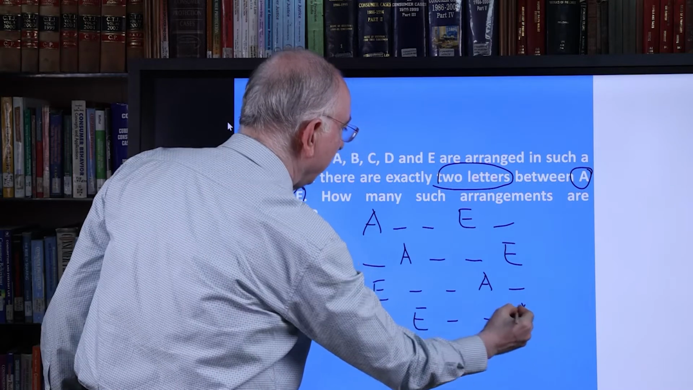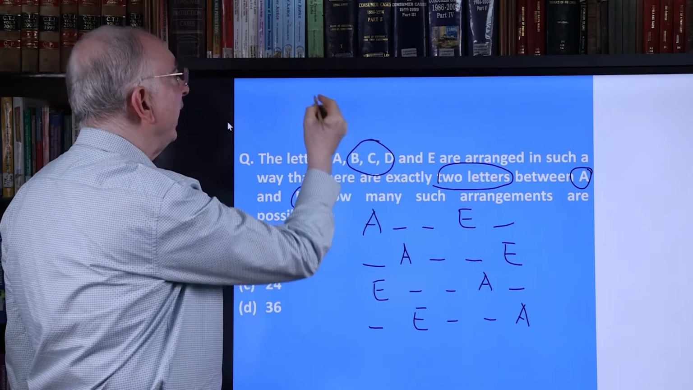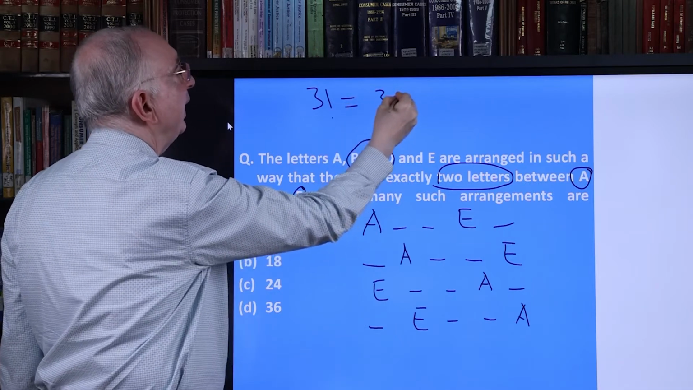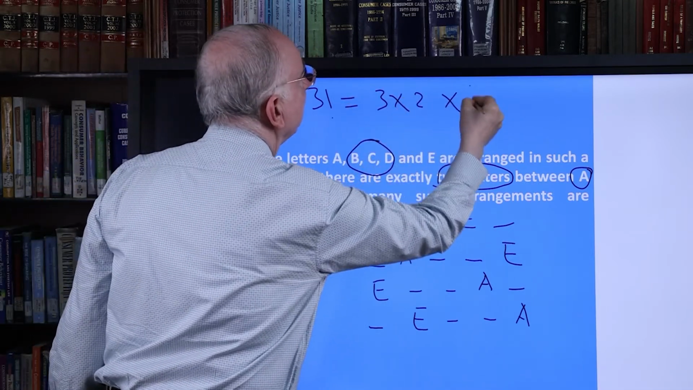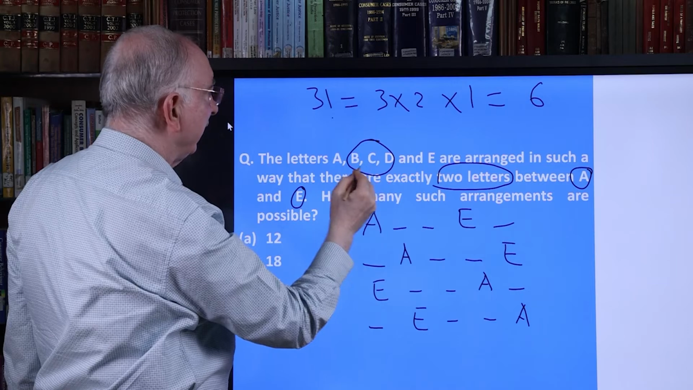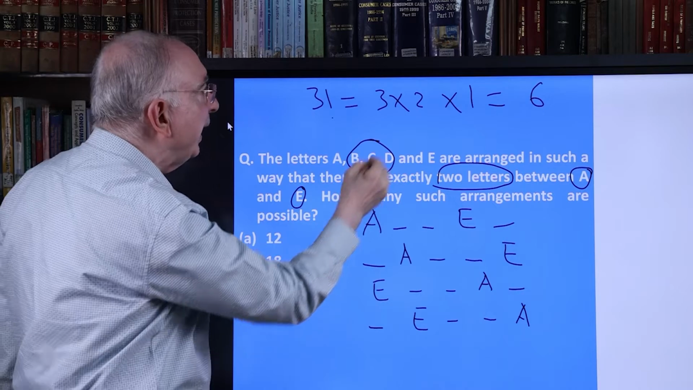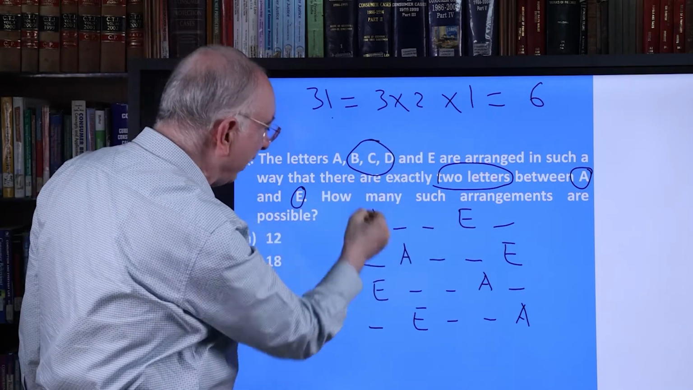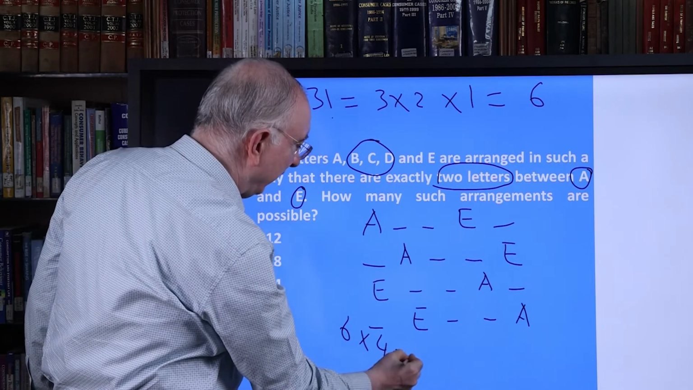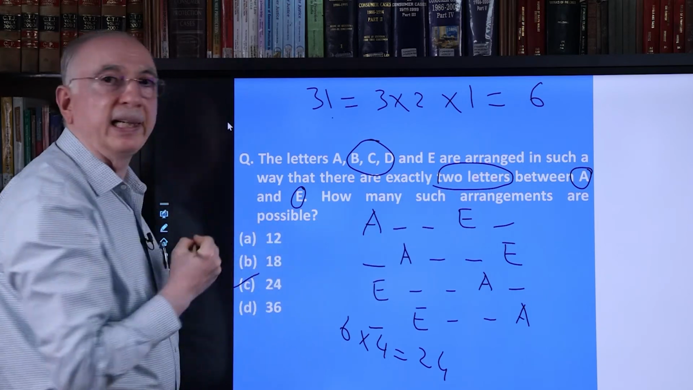Now those 3 blanks can be filled by B, C, D in factorial 3 different ways, and factorial 3 means 3 into 2 into 1, that is 6. That means in each of these arrangements, BCD can be arranged and filled in 6 different ways. So in each of these there are 6 ways and there are 4 alternatives. So 6 into 4 is equal to 24 different arrangements that can be made. Therefore option C is the right answer.